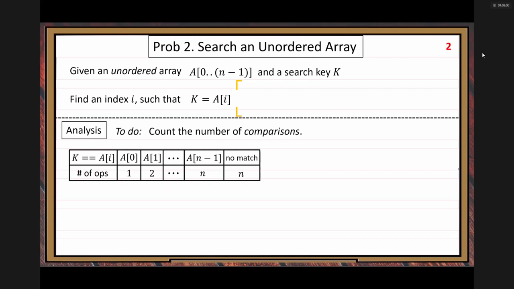Now we want to know another important piece of information from this question. Because there are n plus 1 different cases. The question: what is the overall efficiency?